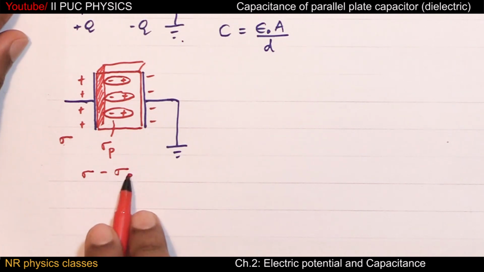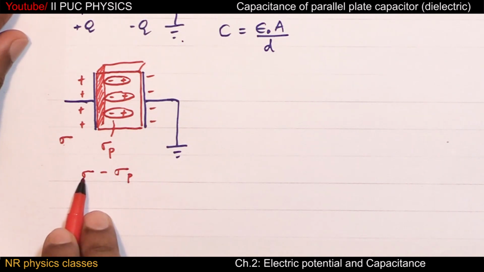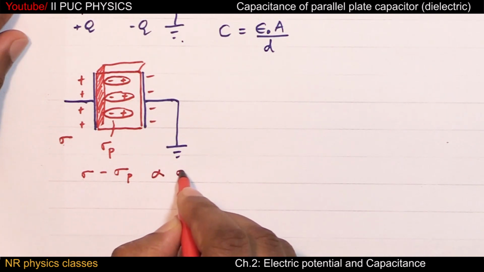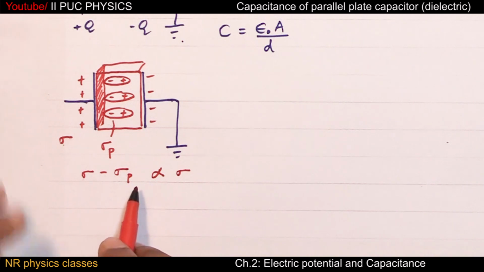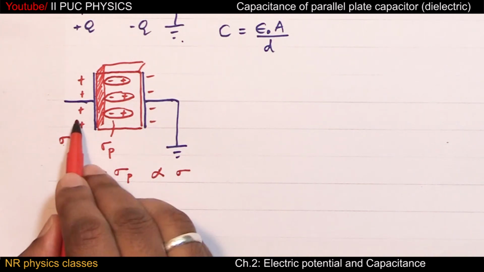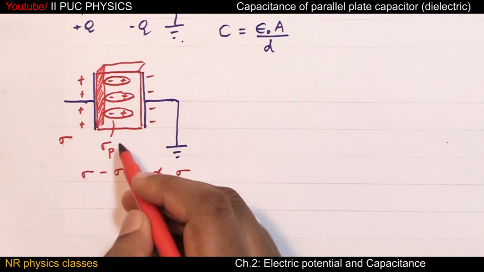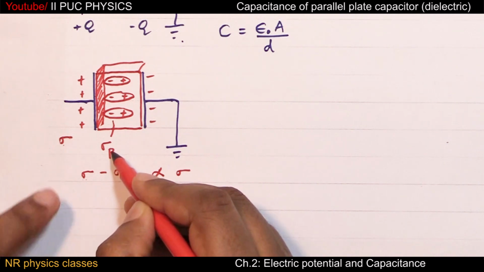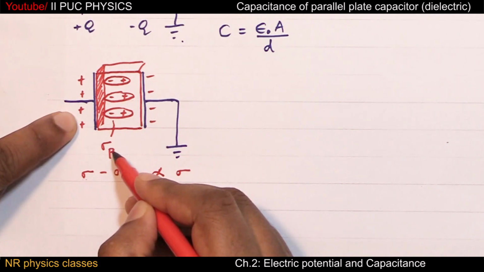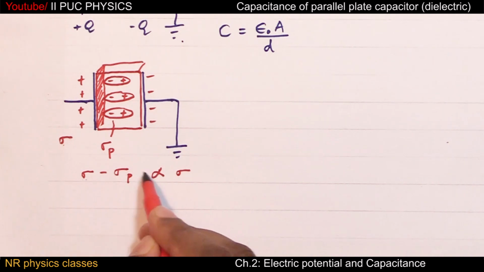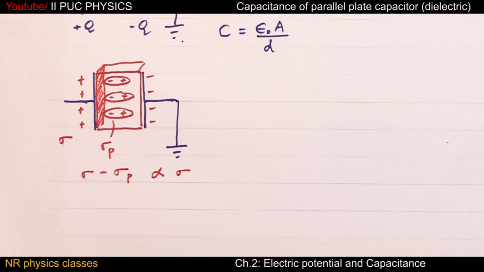Here you have to understand one thing, that this net charge density is directly proportional to the applied charge density. So the leftover charge density is directly proportional to this sigma. Why is there sigma p? Sigma p is polarized charge density, that's because of this applied sigma. What is the net? Sigma minus sigma p, which is proportional to the applied, which is sigma.